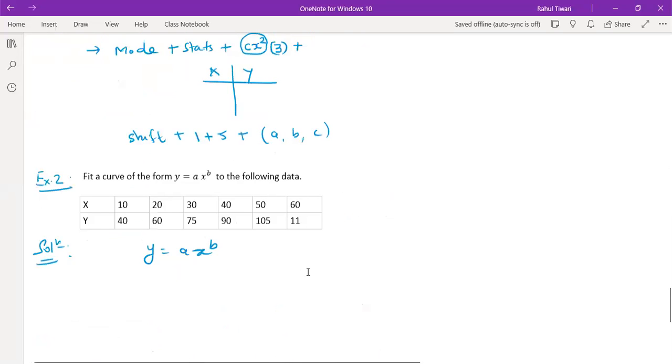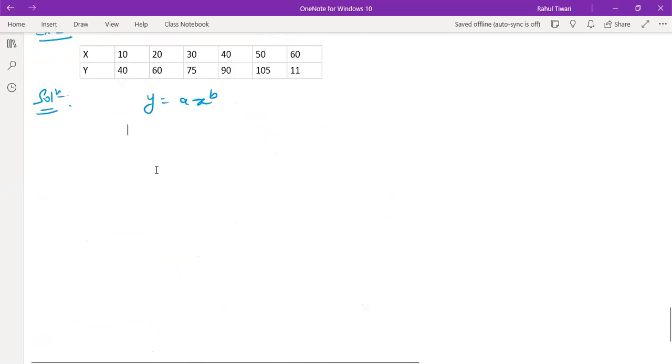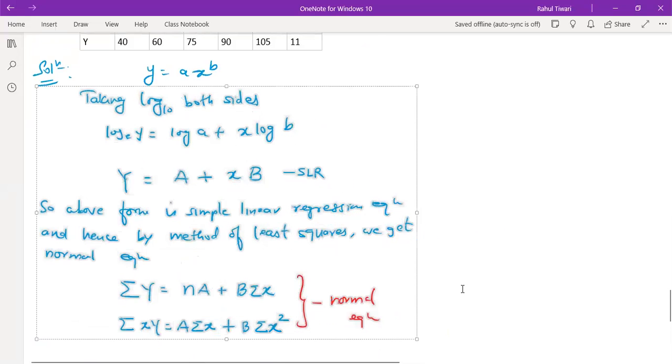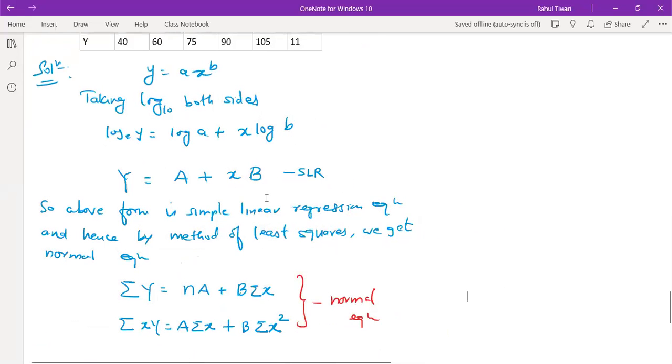Let's look here. We have to take the log. Once you take the log, you will get this model, and once you get this model, you need to write this equation. The above model is a simple form. By the method of least squares, you will get this equation. Now what do you have to do?